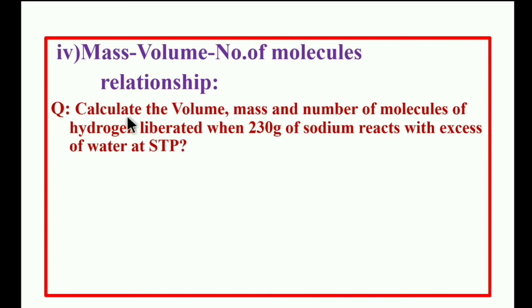So for part 3 we have to calculate the volume, mass, and the number of molecules of hydrogen. This volume we have to calculate for the hydrogen, for the same hydrogen the mass, and the number of molecules of hydrogen we have to calculate here. Okay, so hydrogen which is liberated here, 230 grams of sodium reacts with excess of water.